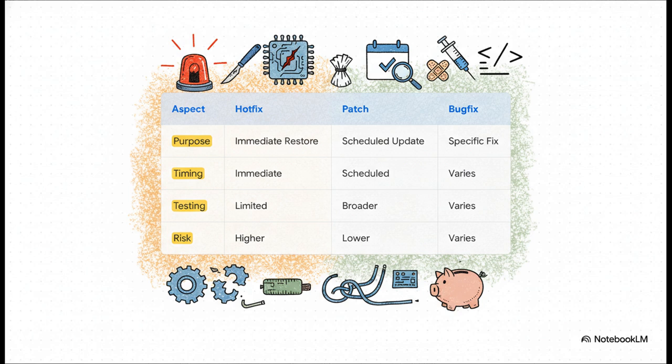But because it's so rushed, it's also high risk. A patch, on the other hand, is more like a scheduled checkup. It bundles a bunch of fixes together and goes through proper testing before it's released. And a bug fix? Well, that's just the specific line of code that solves the problem. It's the medicine that gets delivered inside either a hot fix or a patch.